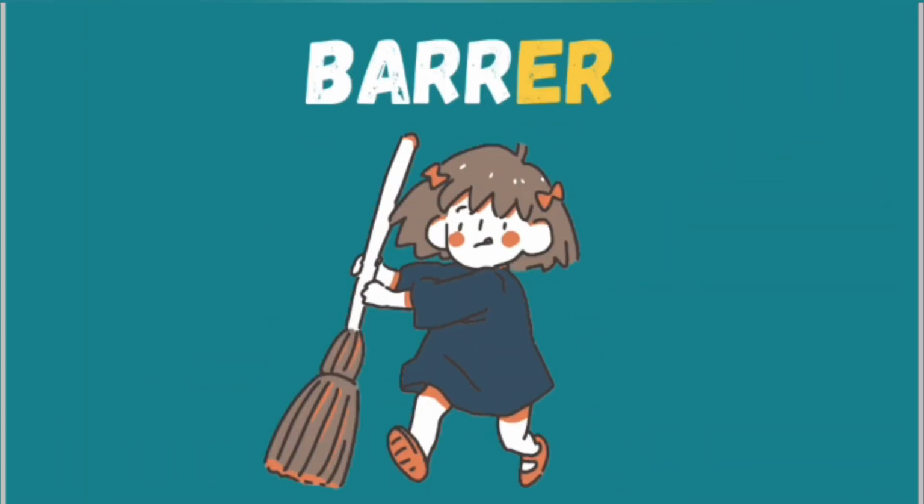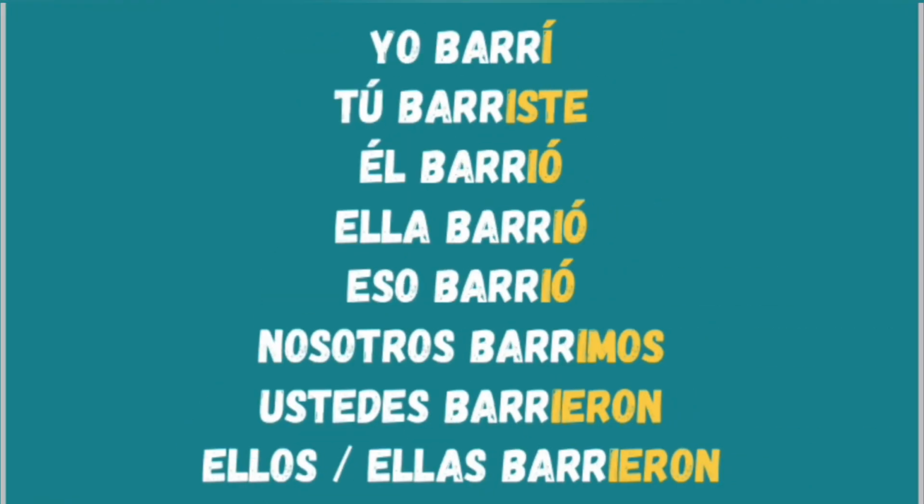And now we have this verb to sweep, okay? To sweep means barrer. Okay, so let's see the indefinite past of this verb and how you have to conjugate it in Spanish, okay? So if you want to say I swept, then you have to say in Spanish, yo barrí. Yo barrí. Okay? Now if you want to say you swept, you have to say tú barriste. Tú barriste. Now, if you want to say he swept, you have to say él barrió.